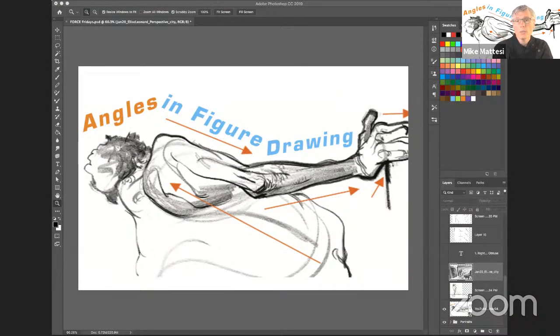Today, we're going to talk about angles in drawing and how to use them, why to use them, why they are so important, what they accomplish or not accomplish. Yeah, we got a lot of great stuff to talk about today, I have to say, a lot of great info.